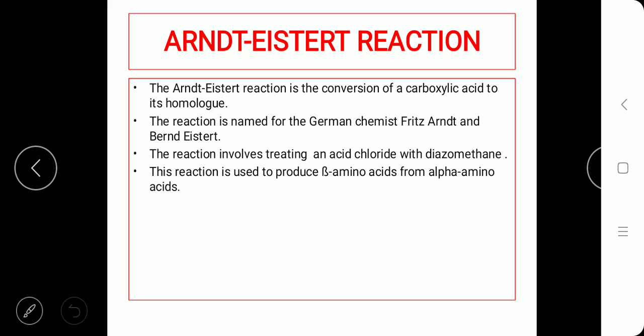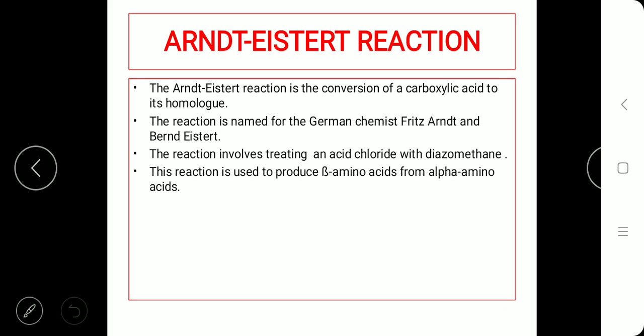The Arndt-Eistert reaction is the conversion of a carboxylic acid to its homologue. The reaction is named for the German chemists Fritz Arndt and Bernd Eistert. The reaction involves treating an acid chloride with diazomethane. This reaction is used to produce beta amino acids from alpha amino acids.